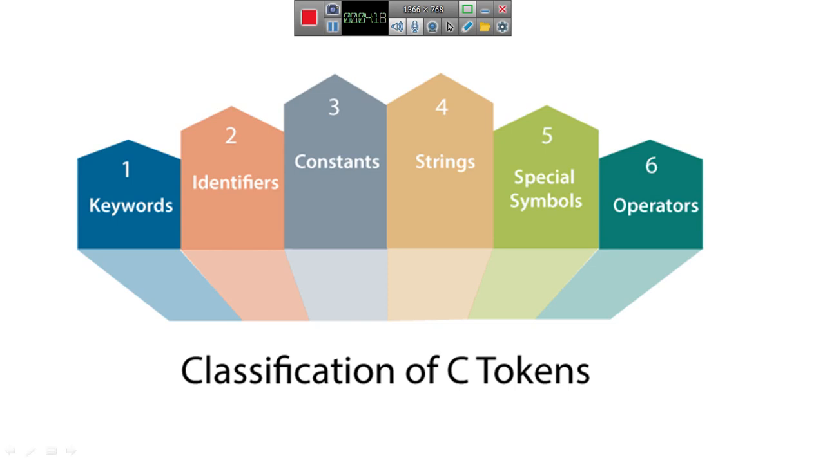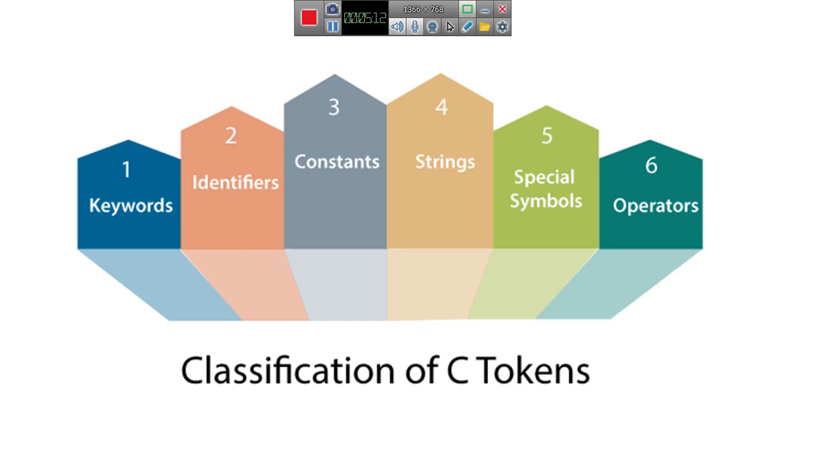And what do you mean by a string? A string is a collection of characters. And special symbols. There are so many special symbols available. And then next, operators. There are different types of operators provided in C language, that is arithmetic operator, relational operator, logical operators and increment, decrement, bitwise, like that. So many operators are there in C language.